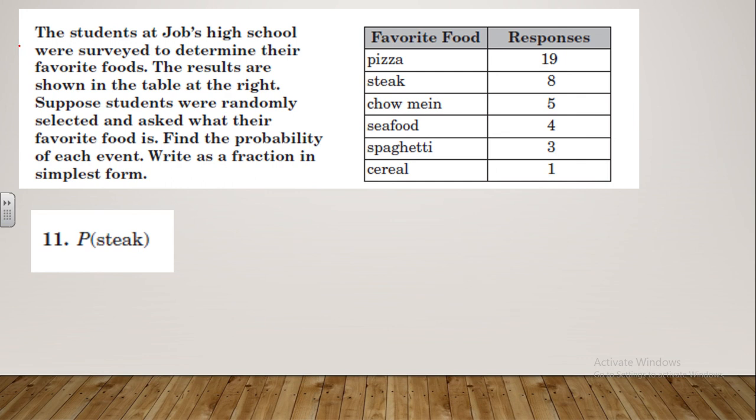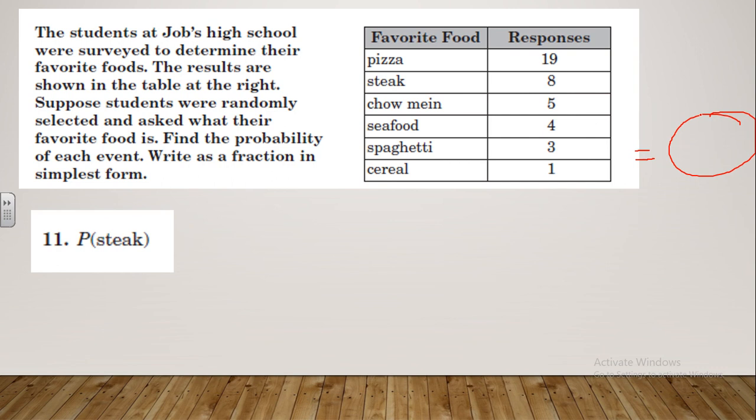Okay, let's see this example. The students at Jobs High School were supposed to determine their favorite food. The results are shown in the table at right. So here we have the table, it shows us their favorite food. So let's find the probability. But Miss, first, we don't know the total here. So what should you do? Can you see these numbers? We will add these numbers. And let's write the total here.